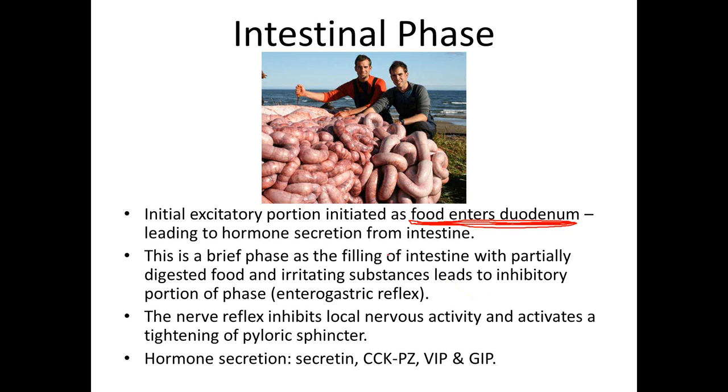It's a brief phase as the intestine fills with the stomach contents. However, if the food is not fully digested and there's too much acid in it, then we can actually have an inhibitory portion to this reflex. That's basically where the body inhibits local activity and tightens up the connection between the stomach and the intestine, called the pyloric sphincter. So this is a self-regulating control on the stomach by the intestine. It's basically designed to ensure that any food entering your intestine is properly digested.